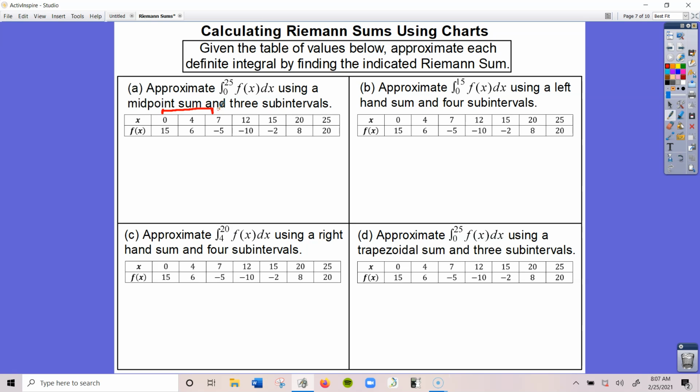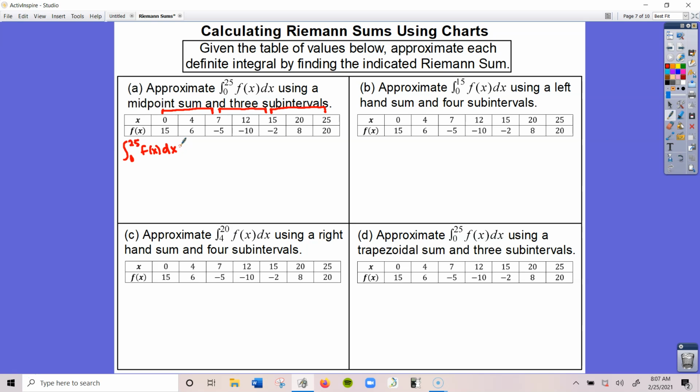Maybe from 0 to 7, and then from 7 to 15, and then from 15 to 25. And that actually does give me 3 subintervals. So this works. So the thing with charts is you can only use the values that are given to you. You may not have equal bases for each rectangle, and that's okay. So let's see how we can write this out. When you're setting up your Riemann sum, you set up your integral here of f of x dx.